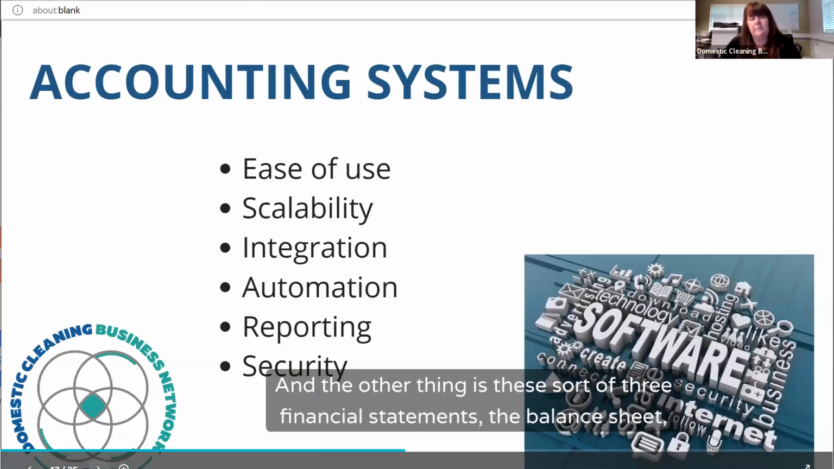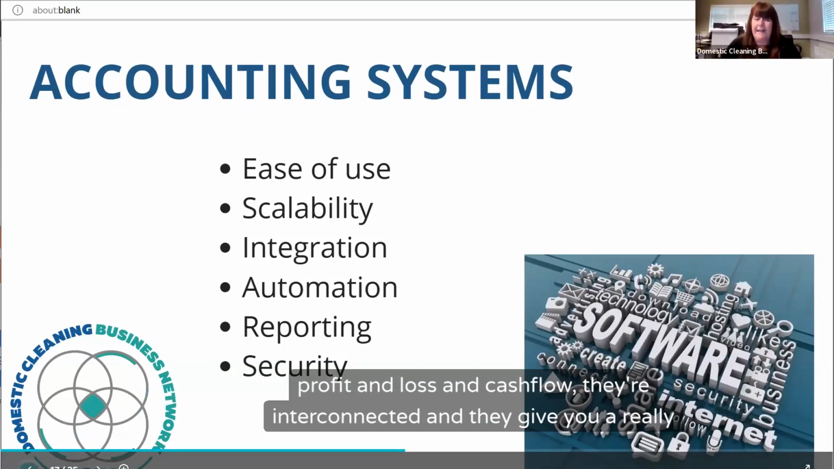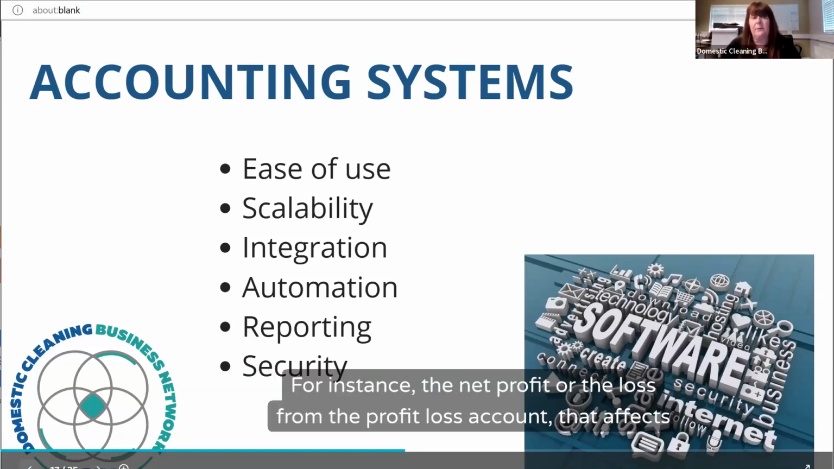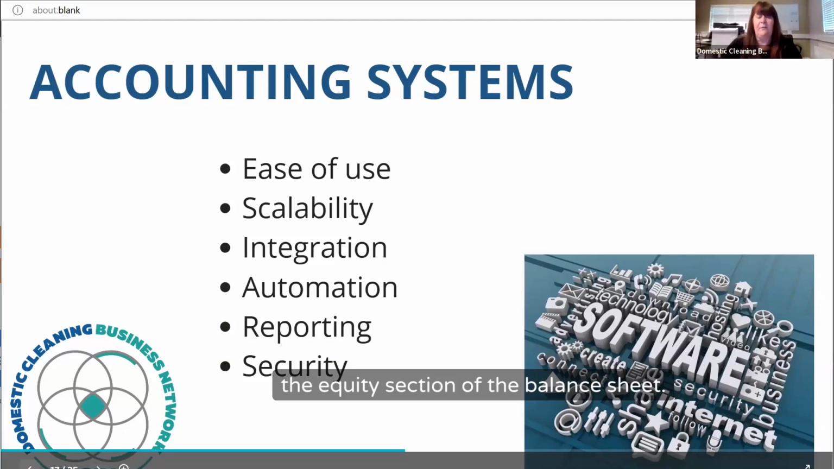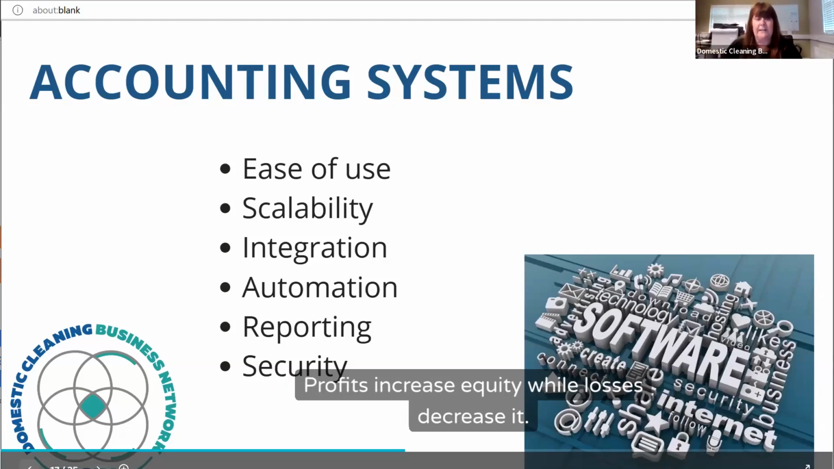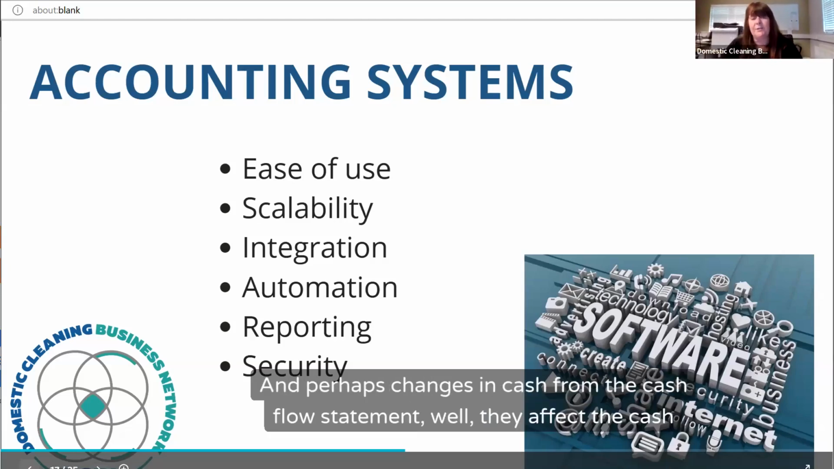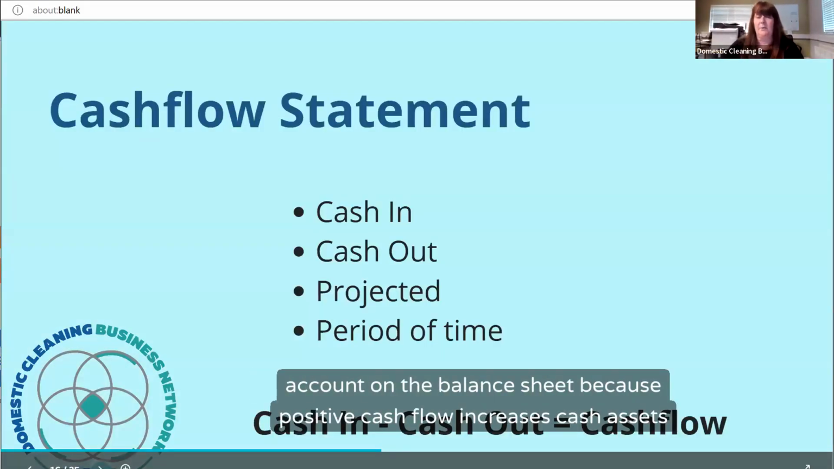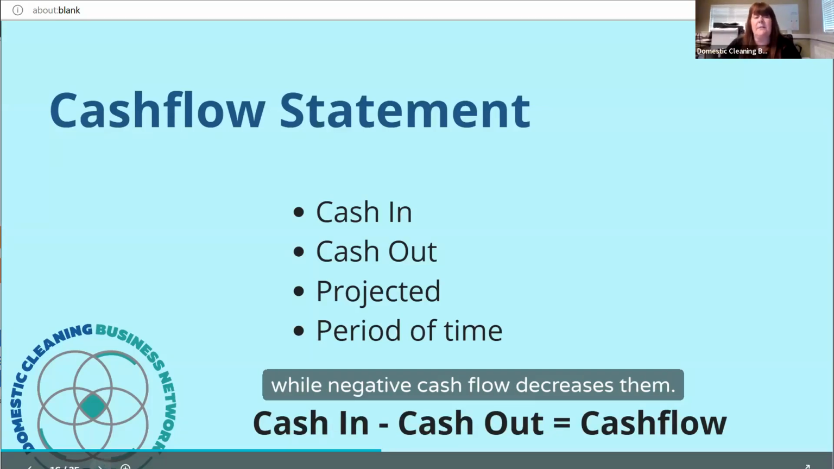And the other thing is these sort of three financial statements, the balance sheet, profit and loss, and cash flow, they're interconnected and they give you a really good comprehensive view of the business's financial health. So for instance, the net profit or the loss from the profit and loss account, that affects the equity section of the balance sheet. Profits increase equity while losses decrease it. And perhaps changes in cash from the cash flow statement, well, they affect the cash account on the balance sheet because positive cash flow increases cash assets while negative cash flow decreases them.